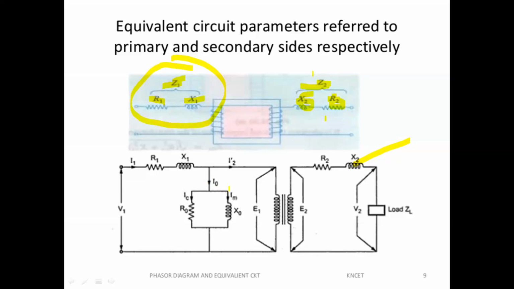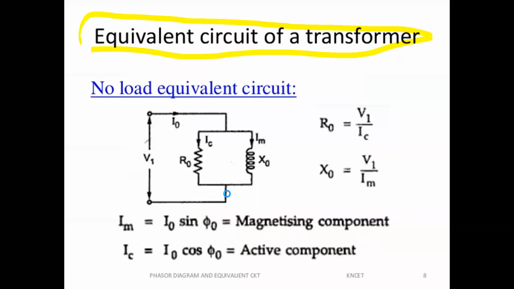Next, here we have the shunt branch. In this shunt branch, we have a resistance component and a reactance component, both in parallel. This is very important, you need to know this. So this is the shunt branch, having some resistance R0 and reactance X0.